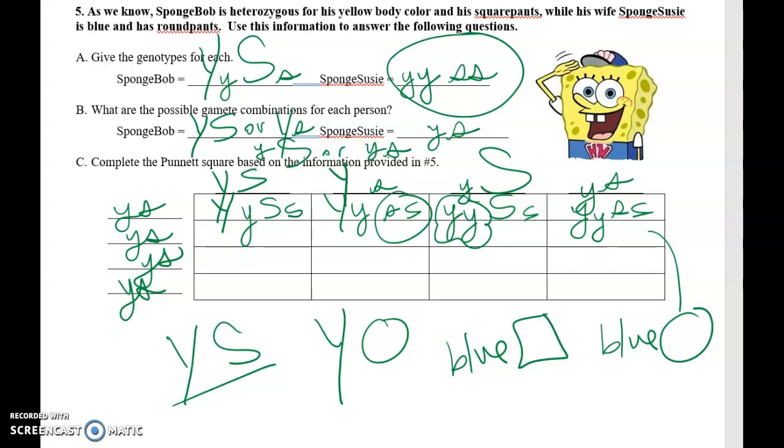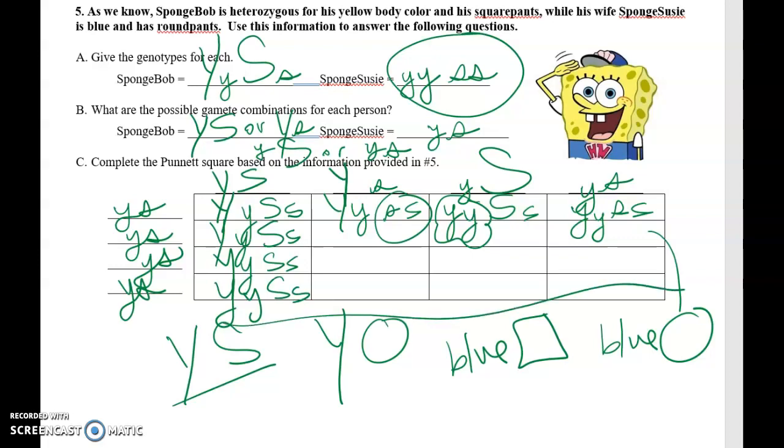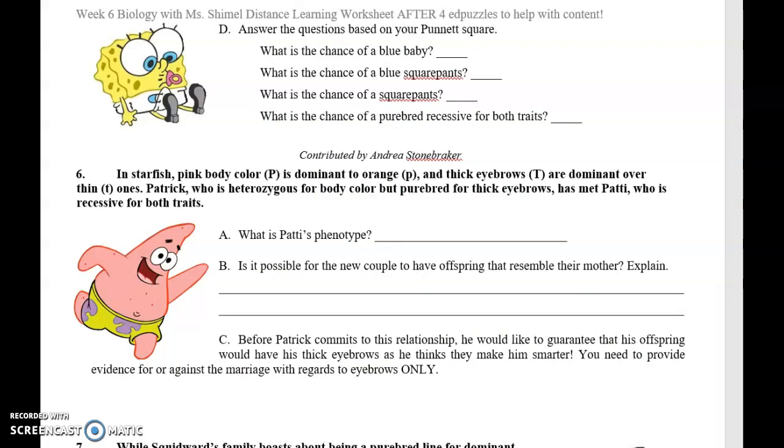That's 4 children possible. You could repeat that again if you really wanted to, but you don't really have to do the full Punnett square. You don't need all 16 boxes filled, do you? If you keep that chart in mind from up above, you would be able to see the chances of being a blue baby are 2 out of 4, 50%.